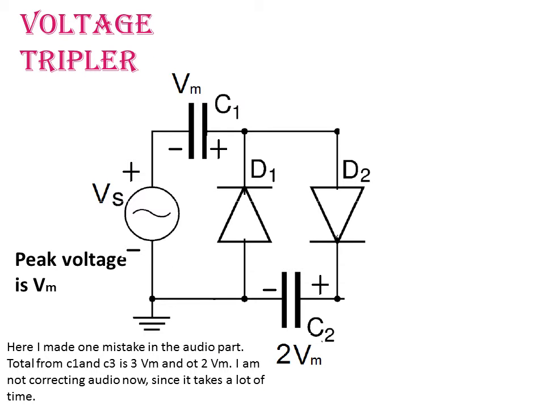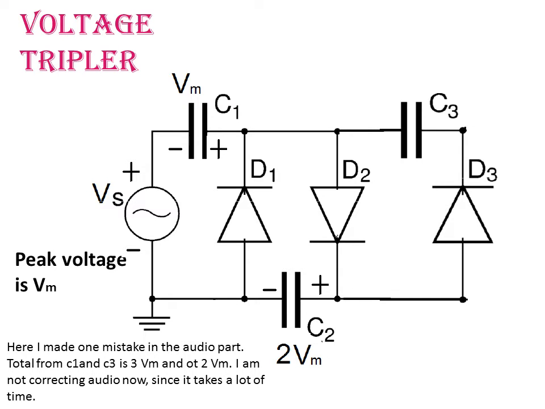Now we will see how we can construct a voltage tripler. This is the circuit of the voltage doubler which we have just described. In order to convert this into a voltage tripler, we have to attach one more branch of one diode and one capacitor to the right side of the circuit, connected exactly the way we have connected C1 and D1. This is how we make the voltage tripler circuit. C3 and D3 have been added.